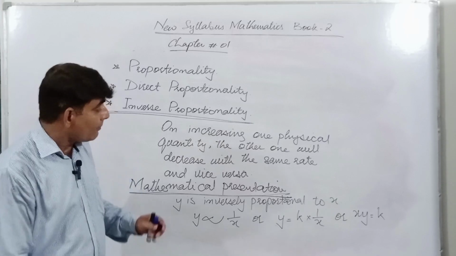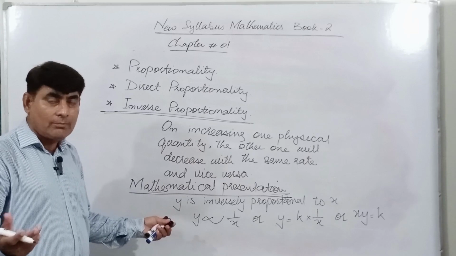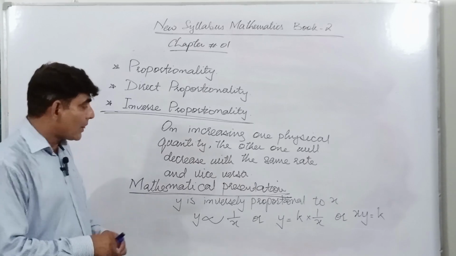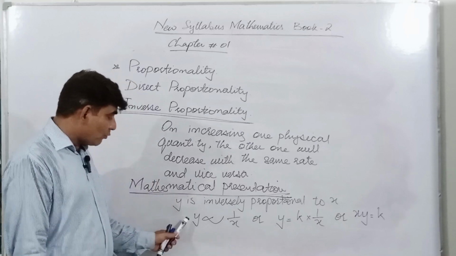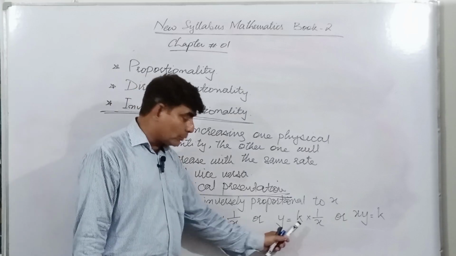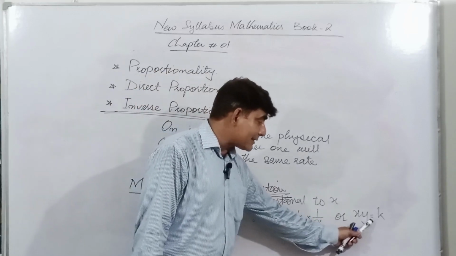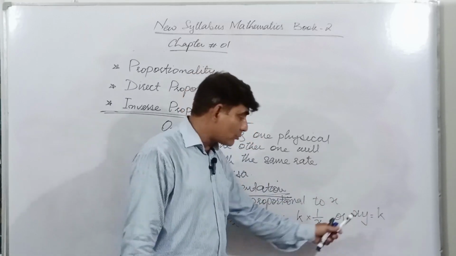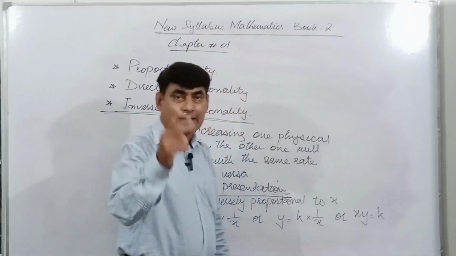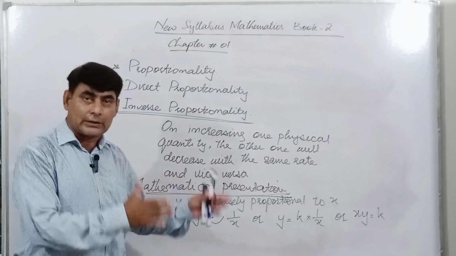And I have told you, in case of inverse proportionality, we will perform straight multiplication. When we solve the question, I will show you. But right now, y inversely proportional to x, y is equal to k times 1 upon x, or xy is equal to k. This is a relation between two physical quantities that are inversely proportional to one another.